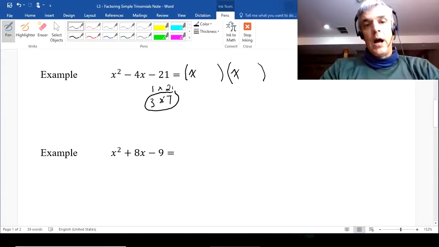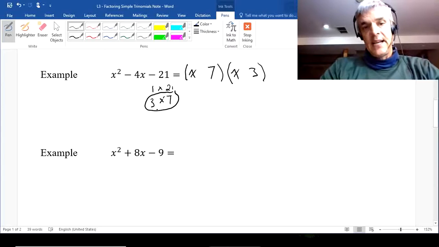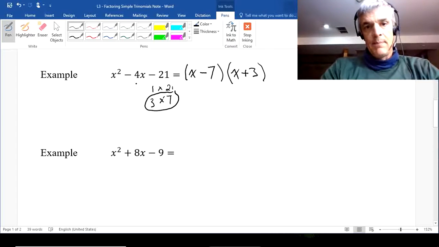Now, I always then write these in with the bigger number first. 7 and 3. And then I basically say to myself, well, how can I make 7 and 3 be minus 4? Well, the only way that can happen is if I go minus 7 plus 3. That'll be minus 4.